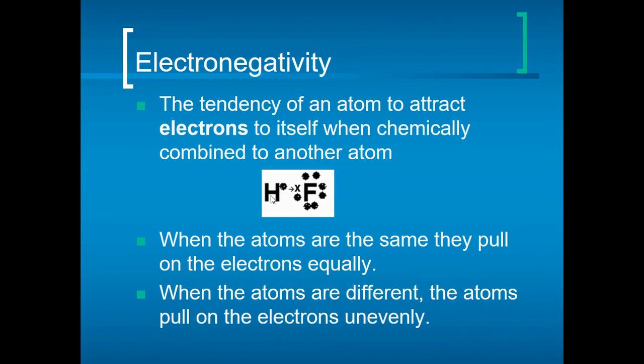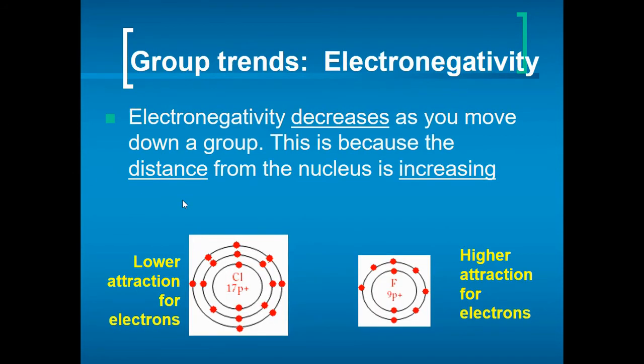The most electronegative thing on the periodic table is fluorine, the worst sharer. The least electronegative thing on the periodic table is francium. Okay, so let's talk about why first. So if we're talking about a trend, as you go down a group, I told you francium is the least electronegative. As you go down a group, your electronegativity decreases. You become less electronegative.